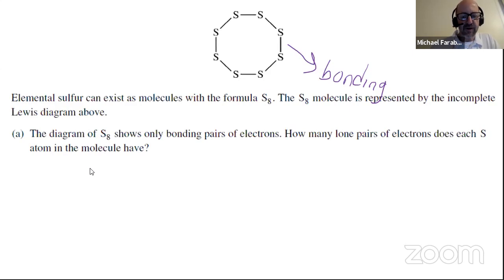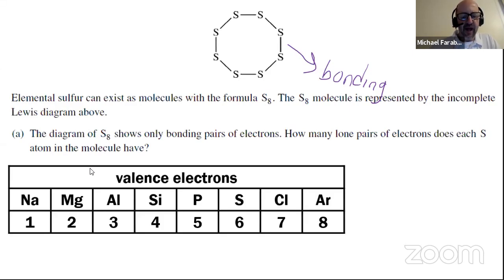Now to review valence electrons with you, I just picked period 3, which is from sodium all the way to argon, and we should know that the valence electrons are going to be from 1 to 8. So focusing on sulfur, sulfur has a total of 6 valence electrons. If I were to draw the Lewis dot structure for just a sulfur atom, I would have to draw 6 dots. 1, 2, 3, 4, 5, 6.